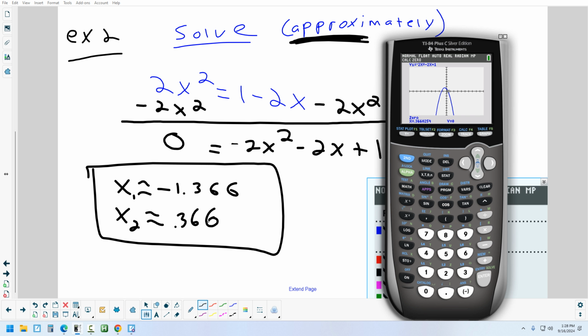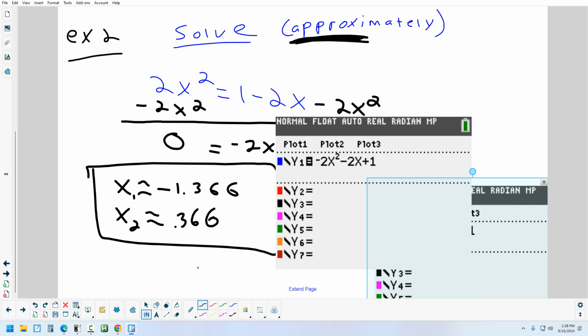Okay, remember, when you type it in, you have to get those negatives right. If I move my cursor so you can see it, notice here, this is a negative symbol. That's a subtraction sign. Those are different. Those minuses are not the same. That's a mistake sometimes people make. Okay, any other questions on getting those two answers?